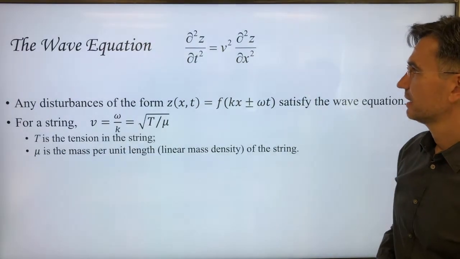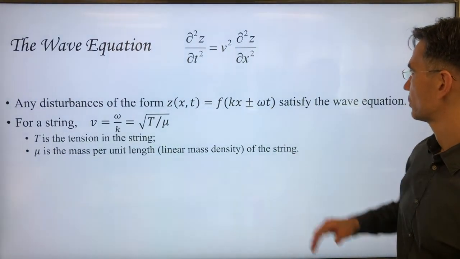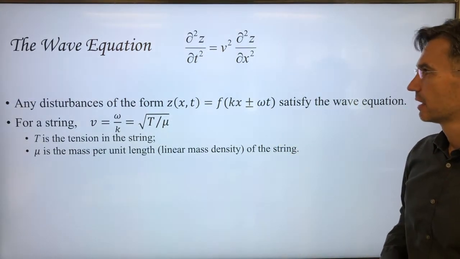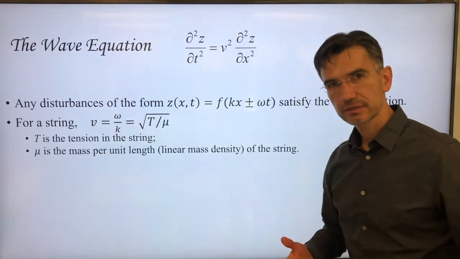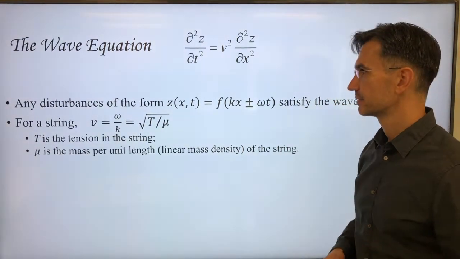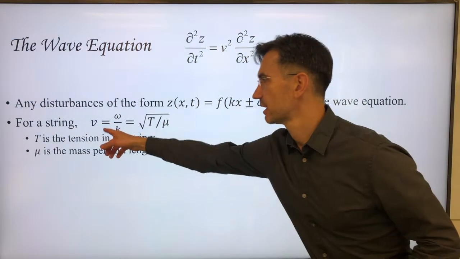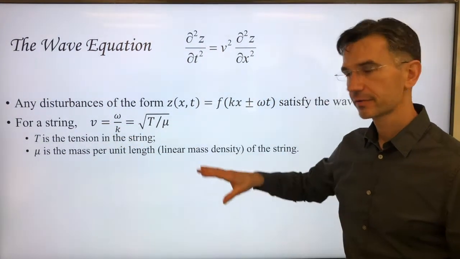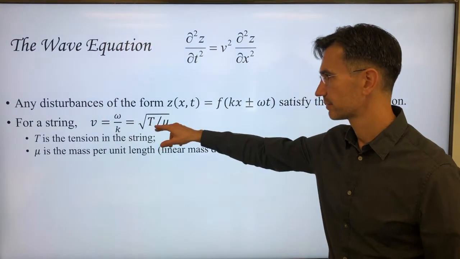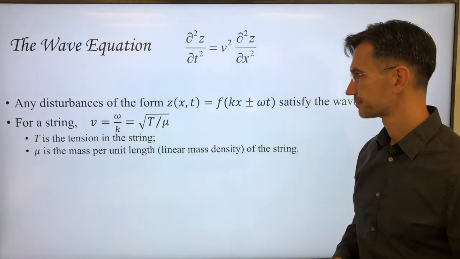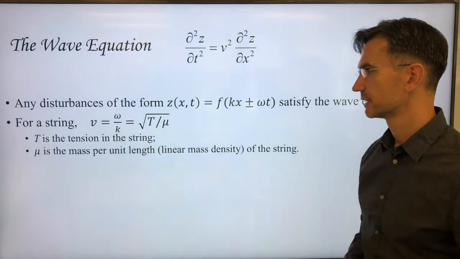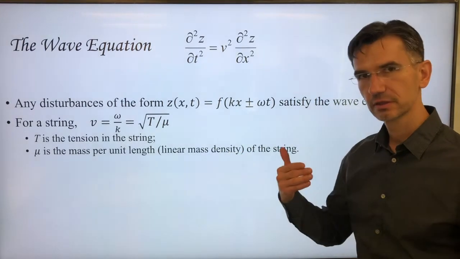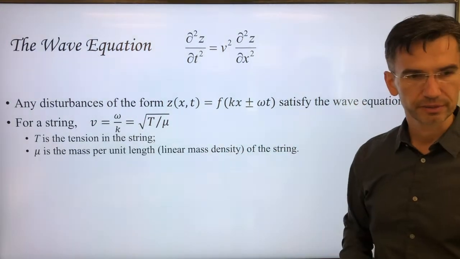So in fact, any disturbance of this form will satisfy the wave equation. That's worth checking yourself. Depending on what the medium is through which the wave is propagating, we'll have a different velocity. In general, the velocity is omega over k, the angular frequency over the wave number. For a string, the velocity is the square root of the tension in the string over the mass density of the string. So T is the tension, mu is the linear mass density, the mass per unit length of the string.